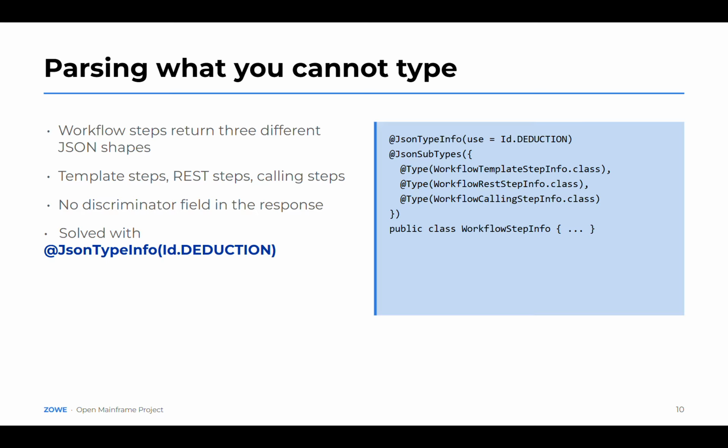Naively, that's a handwritten parser with a pile of null checks. Instead, I use Jackson's deduction-based polymorphic typing. Declare a base type, register the three subtypes, and Jackson resolves each object by matching the fields that are actually there. The result is that the caller just gets the right typed object, and none of that ambiguity leaks into the public API, which is exactly what an SDK is for.